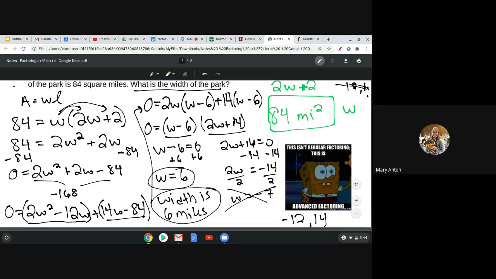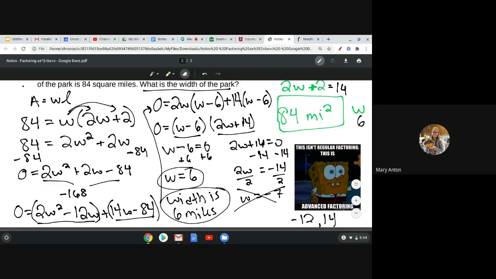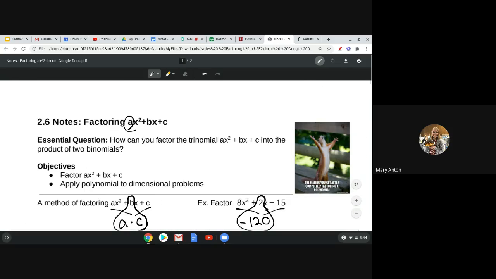All right, y'all. Let's double check this. If our width is 6, that means our length is 2 times 6 plus 2, which is 14. Now, is 6 times 14 equal to 84? You bet it is. So that means the area is 84 with a width of 6 and a length of 14. And y'all, that is it for this video. That is it for factoring ax squared plus bx plus c.